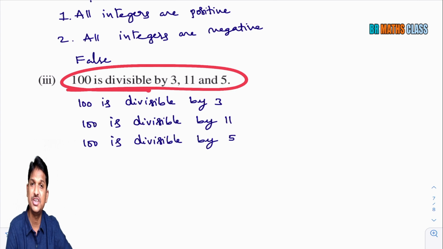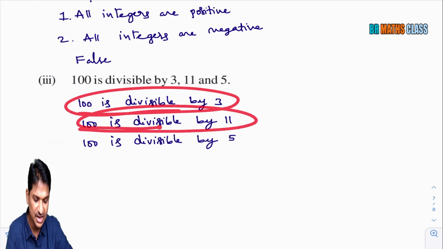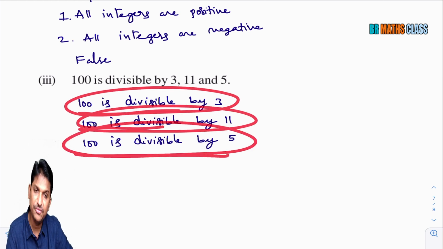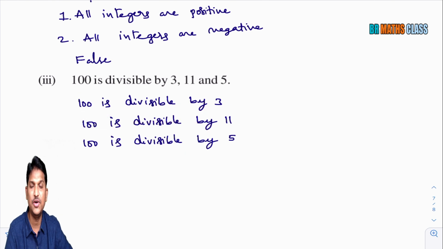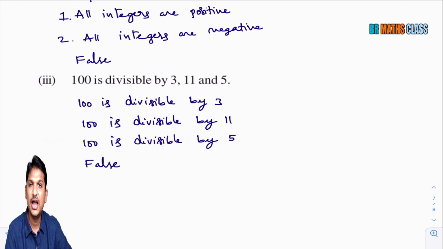this given compound statement. Okay, now you observe, are they true or false? 100 is divisible by 3, they are saying. 100 is divisible by 11, they are saying. Even though 100 is divisible by 5, overall this statement is a false statement. So I can say that this is false. That's all. I hope you understand this second exercise.